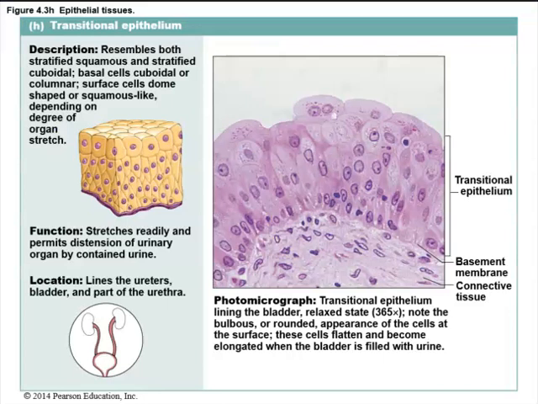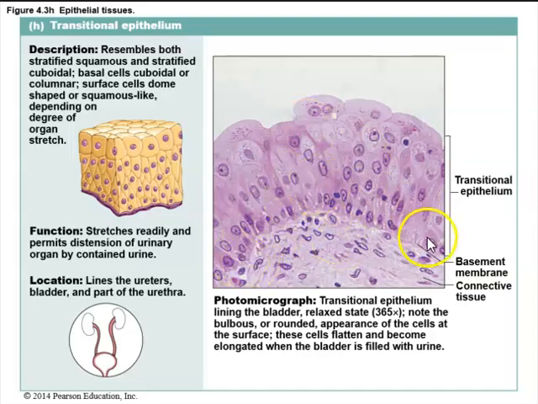Here we see a lovely picture of transitional epithelium. You can see these dome-shaped cells at the surface. We see many layers, but it's called transitional because they can transition from these dome-shaped cells to the more flattened squamous cells, depending on whether or not the urinary organ is full of urine or doesn't have any urine within it. So again, transitional epithelium resembles both stratified squamous and stratified cuboidal.